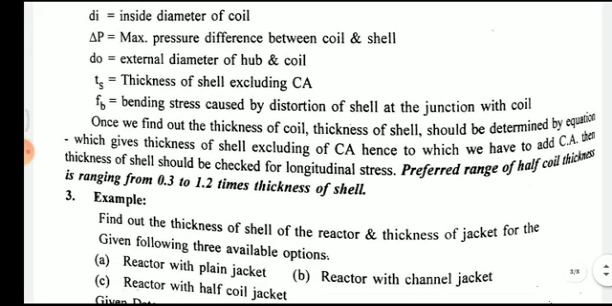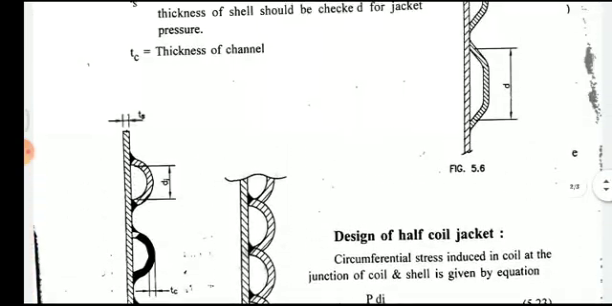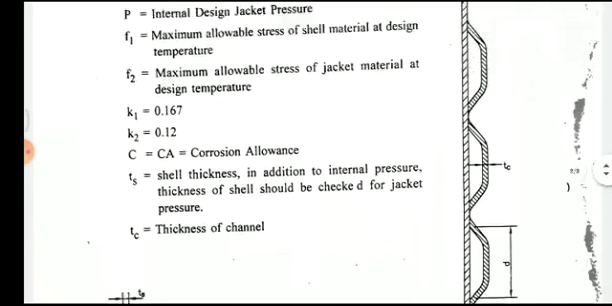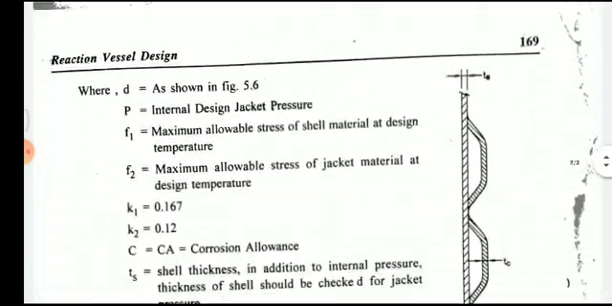Once we find out the thickness of coil, the thickness of shell should be determined by the equation which gives the thickness of shell excluding CA. Hence, to this we have to add CA, then the thickness of shell should be checked for longitudinal stress. The preferred range of half coil thickness is from 0.3 to 1.2 times the thickness of the shell. Okay. So here is the design of the jacket, coil jacket, half coil jacket, and channel jacket.